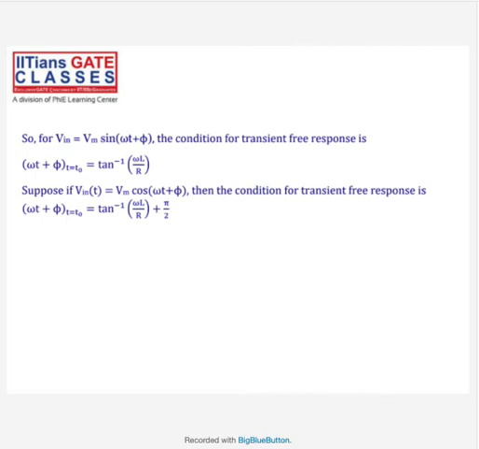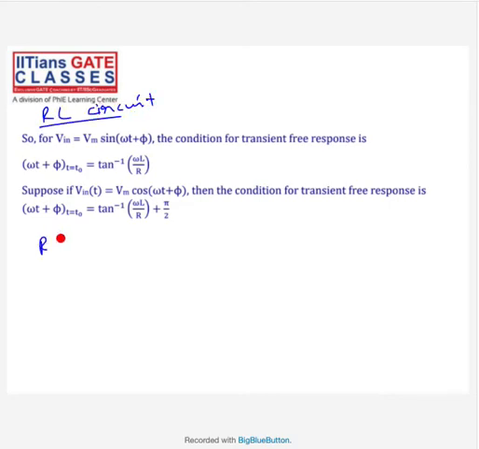If Vin is equal to Vm sin omega t, the condition for transient free is omega t naught plus phi is equal to tan inverse omega L by R. If it is Vm cos omega t, it will be plus pi by 2. These two are very important. If the switch is closed at t equal to 0, substitute this value as 0, so phi is equal to the same expression. This is for my RL circuit.